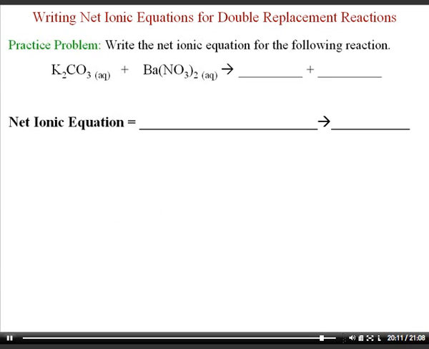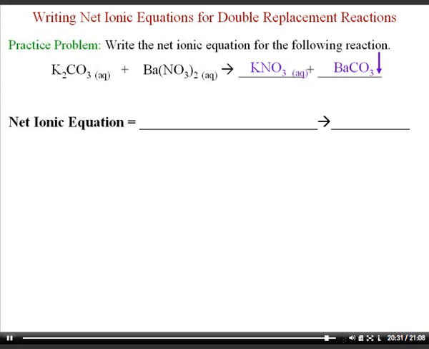So let's form the precipitate. If we switch the fronts, which is barium and the potassium, you get potassium with the nitrate group, and you get barium with the carbonate group. Now one of these compounds is always soluble, and one of the compounds always makes a precipitate. The nitrates are always going to be the soluble part, so that's going to be the aqueous part, and then the other one has to be the precipitate.